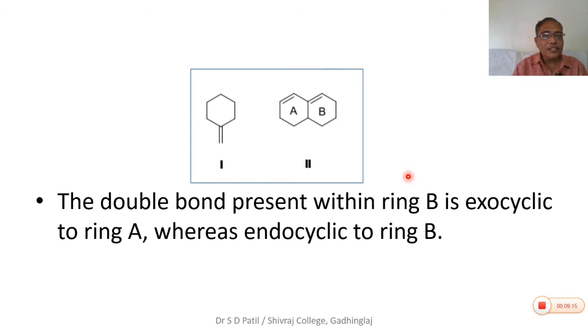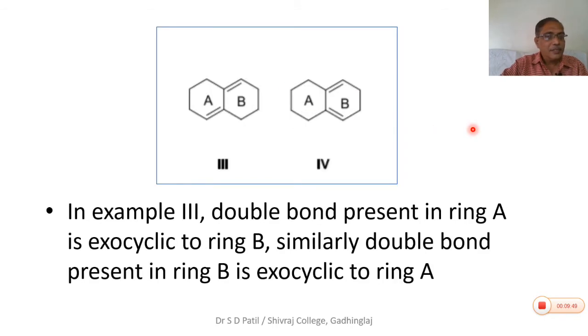The first structure, number 1, is just a double bond containing compound. In structure 2, both the double bonds are present in two different rings. The double bond present within ring B is exocyclic to ring A, whereas endocyclic to ring B. It is inside B, so endocyclic to B, and it is actually a heteroannular diene. In structure 3, for example, double bond present in ring A is exocyclic to B.